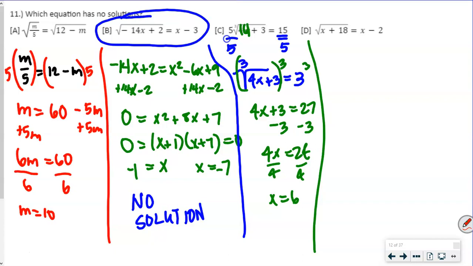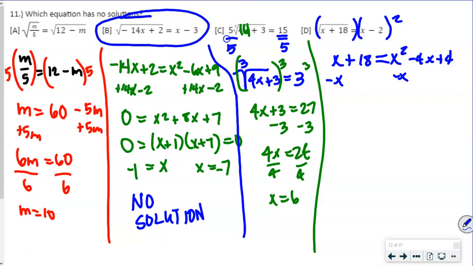Okay, so then the next one is going to be, again, we're going to square both sides. So that's going to give us x plus 18, because the reason we squared that was to get rid of that square root. Use your box to get this next one if you need to. So x squared plus 4x, minus 4x plus 4. So we're going to subtract x, and we're going to subtract 18 here. So we got zeros over here. We got x squared minus 5x minus 14.